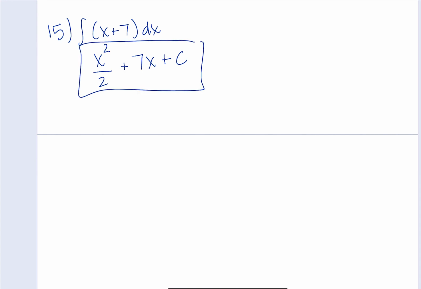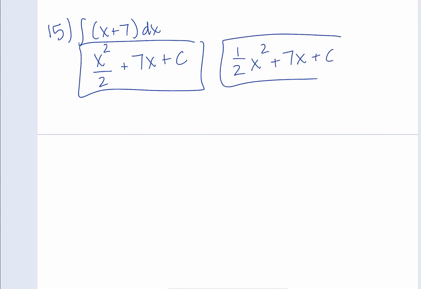All right, now let's go to the rest of them, 15 through 35 odd. So here on this first one, we have a sum, so we'll just do them both separately. x will go to x squared over 2. 7 will go to 7x. And you can leave it like that, or you can write that as 1/2 x squared plus 7x plus c. I do prefer it with the fraction in front.